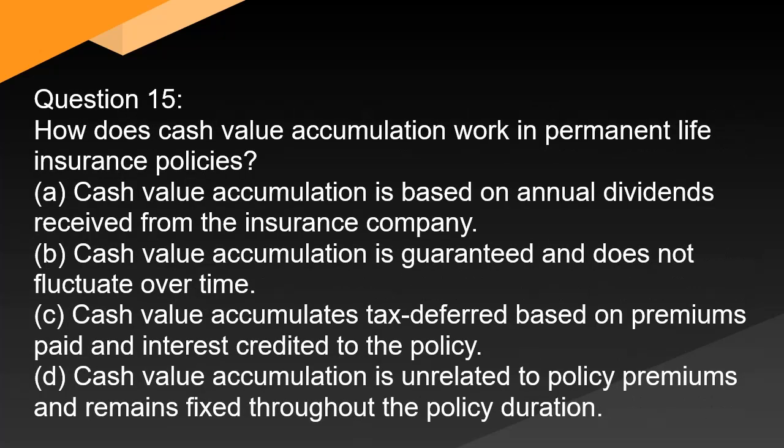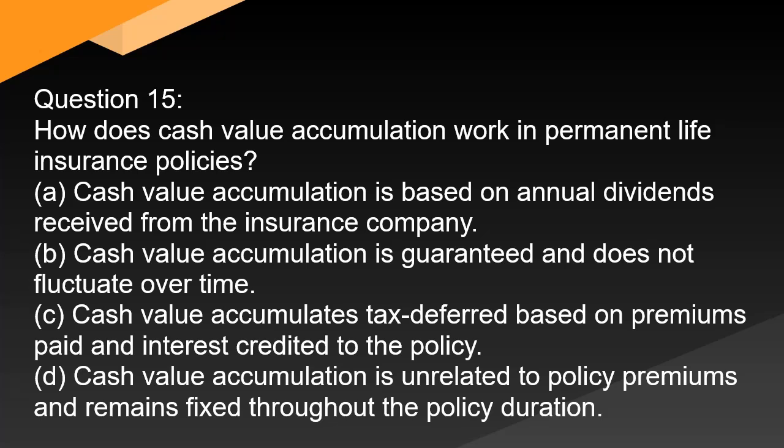Question 15. How does cash value accumulation work in permanent life insurance policies? A. Cash value accumulation is based on annual dividends received from the insurance company. B. Cash value accumulation is guaranteed and does not fluctuate over time. C. Cash value accumulates tax deferred based on premiums paid and interest credited to the policy. D. Cash value accumulation is unrelated to policy premiums and remains fixed throughout the policy duration.